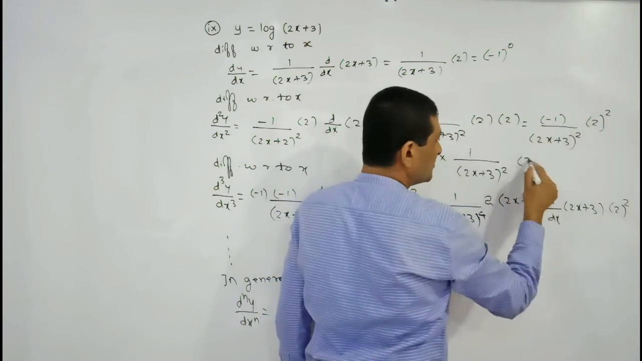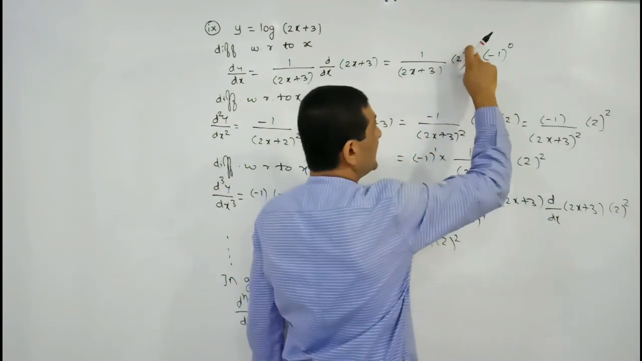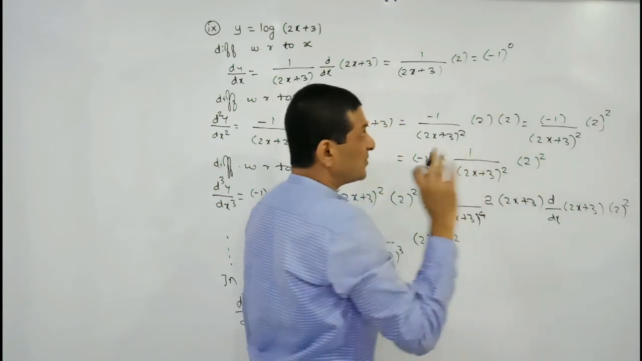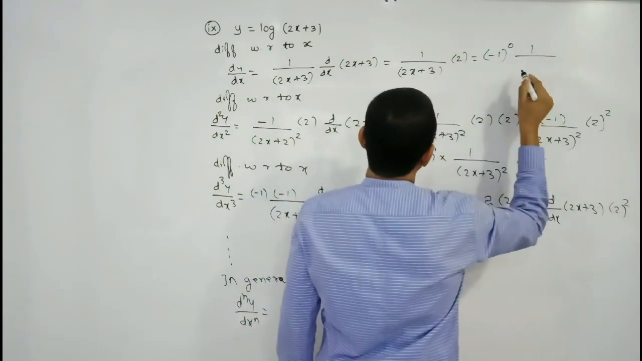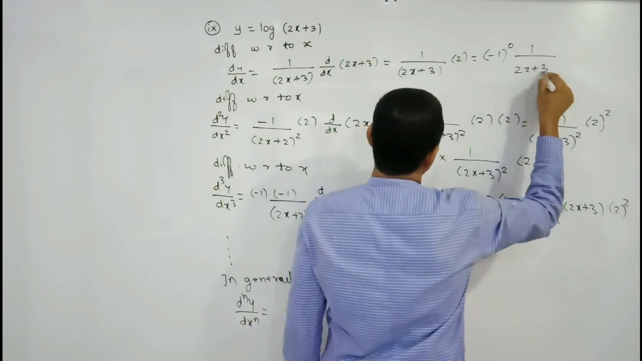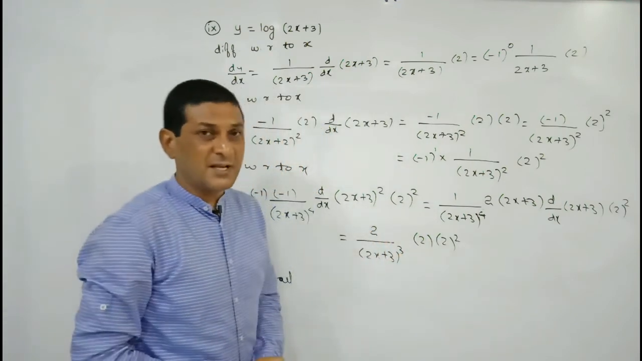I am not disturbing this term क्योंकि ऑलरेडी यहाँ पे 2 का पावर 1 है और यहाँ पे 2 का पावर 2 है, so we are not disturbing that term. So here keep this term as it is, 1 upon 2x plus 3 into 2. Okay. Now observe the last term.